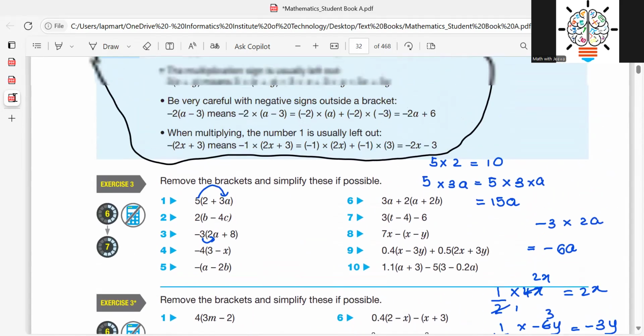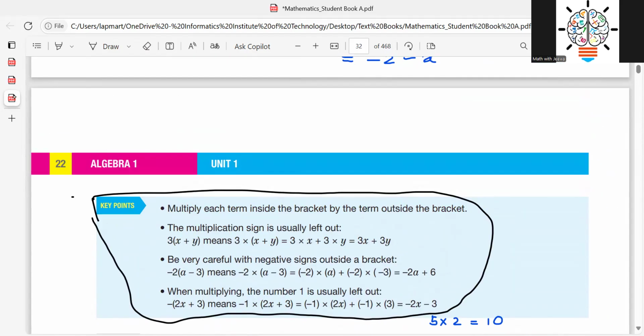After discussing all these things, what will be your homework? Your homework will be exercise 1 star, exercise 2 star, and 3 star. You want to do all the sums in exercise 1 star, 2 star, and 3 star. Then the next day, we will discuss all these 3 exercises.